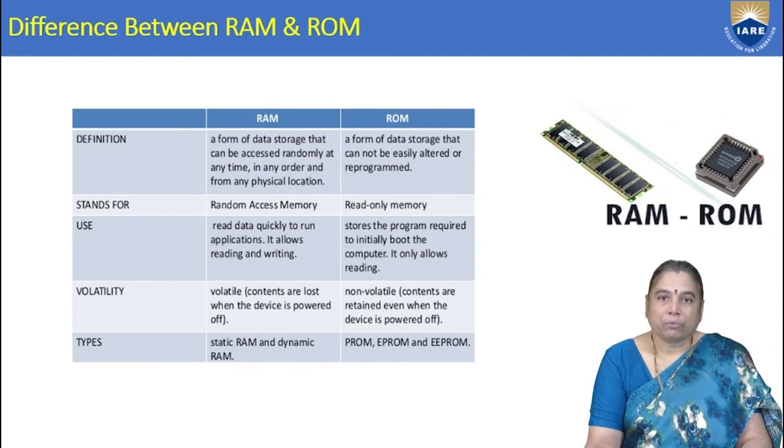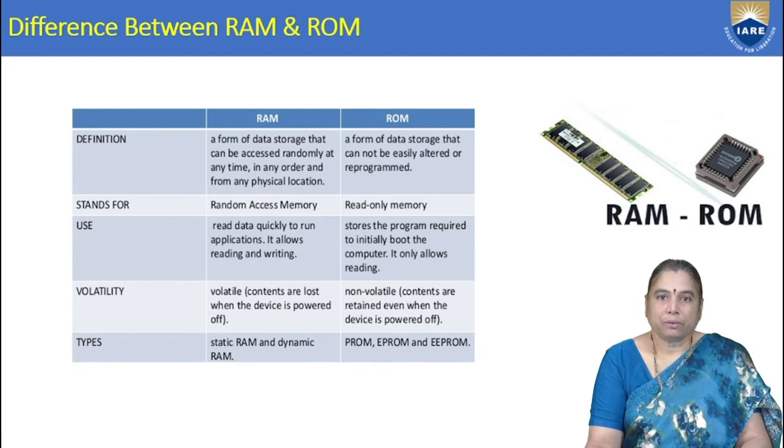And RAM is a volatile memory. Whatever information is stored in the RAM, whenever a power interruption occurs, that information can get erased. ROM is a non-volatile memory. RAM is a temporary memory. ROM is a permanent memory.